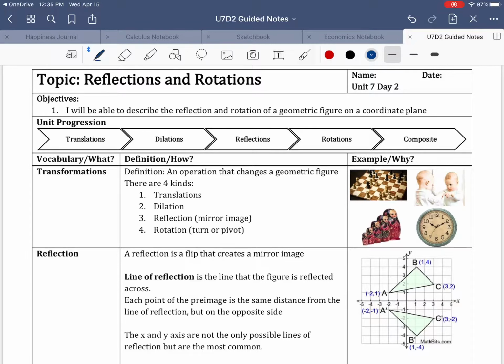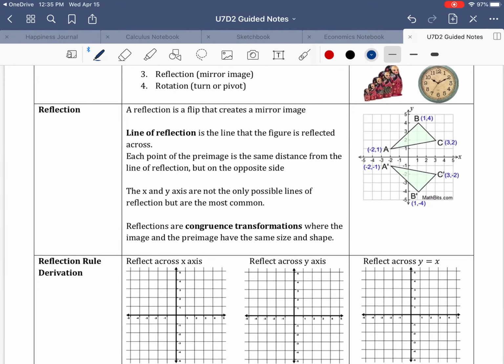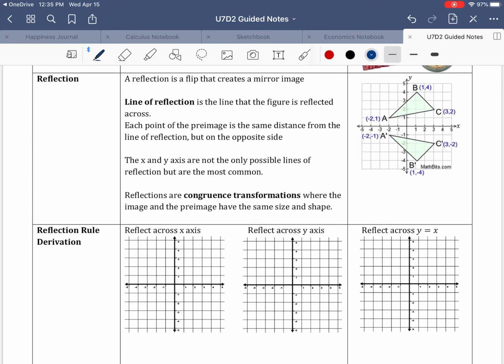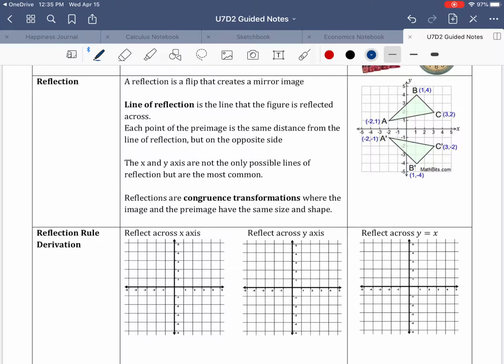We talked about how a translation is a change in the location of your geometric figure, and that a dilation is a change in the size of our geometric figure. In this lesson, we're going to talk about reflection, which is like a mirror image, and a rotation, which is a turn or a pivot. All right, so let's get started with a reflection. A reflection is a flip that creates a mirror image.